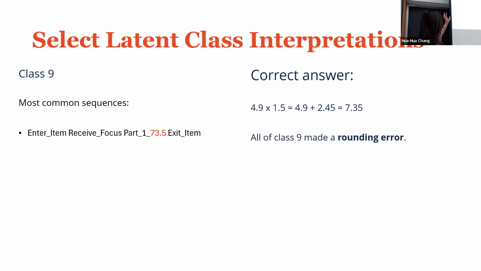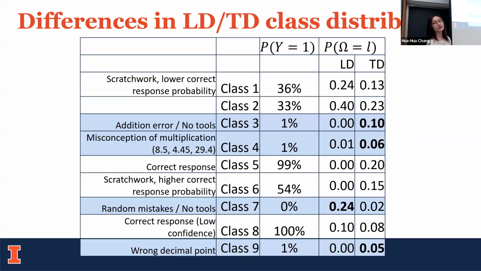And every single person in this cluster had this sequence where they submitted the answer 73.5, which indicates a rounding error where you misplace the decimal place. We did find that there are differences in LD and TD class distributions, although we need to take a further look to understand what the details are.